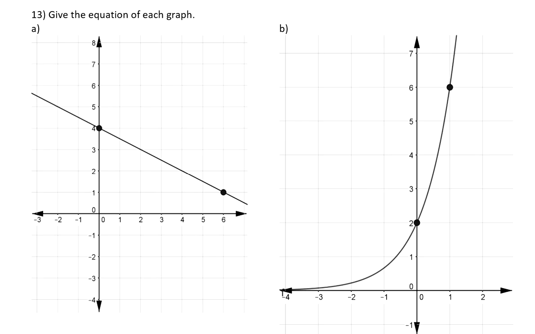Finally, question 13 asks us to give the equation of each graph. So you think about our multiple representations. This is taking a graph and generating an equation for it. And then once you have the equation, you could generate a table of values as well.